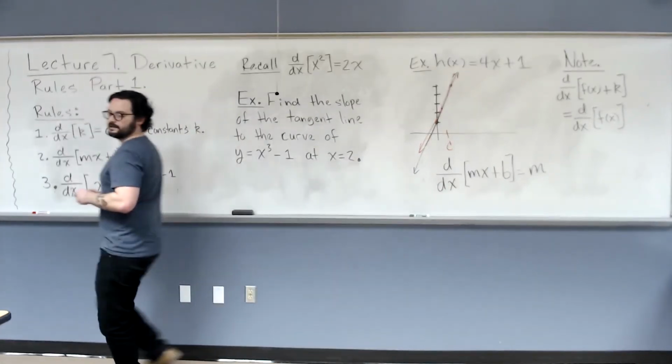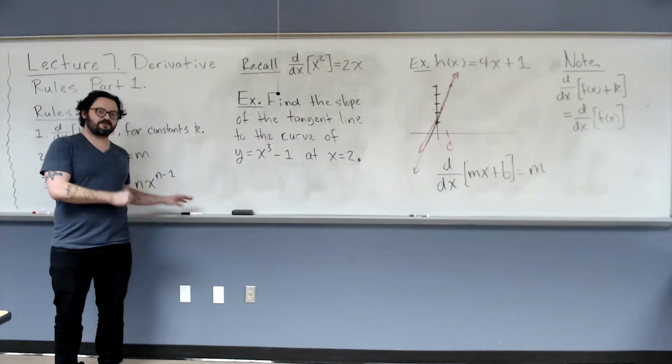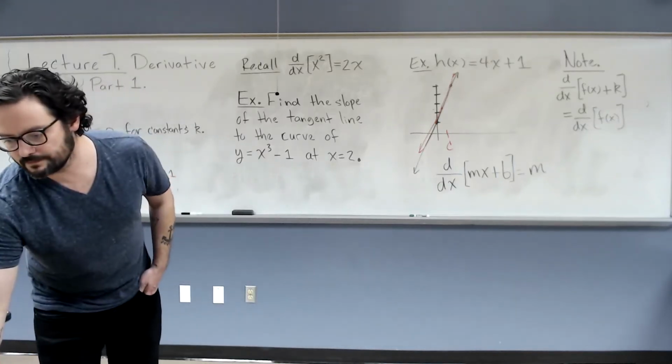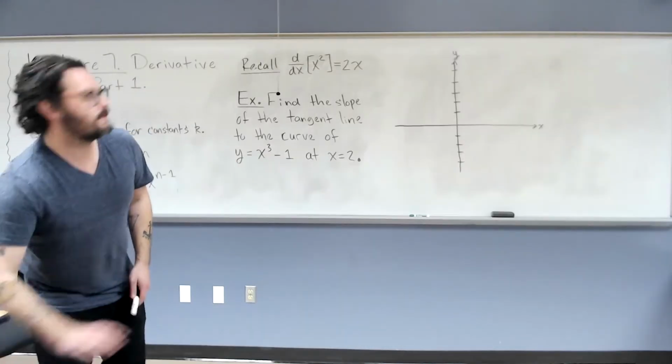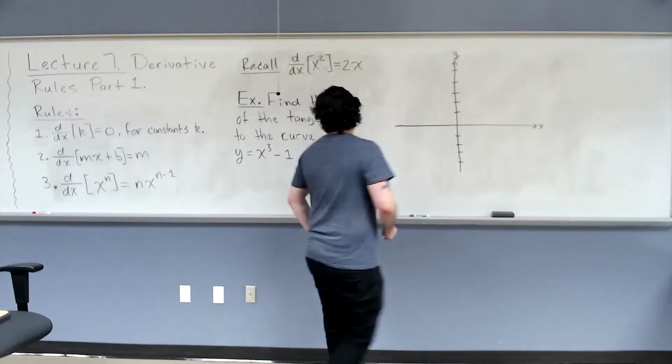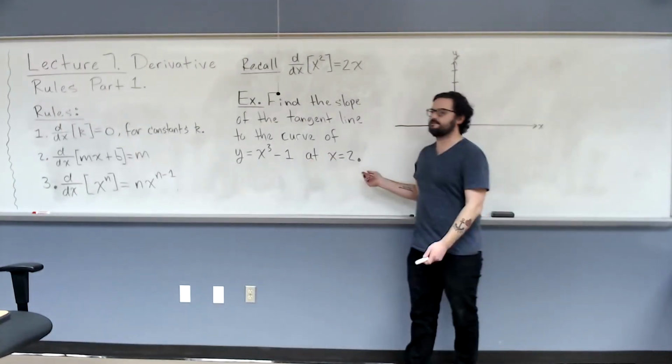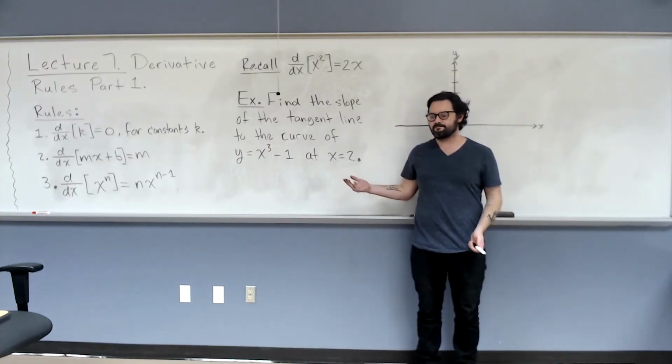Okay. Now I'm going to pause the recording because I want you to try this on your own and think about it. All right, so find the slope of the tangent line to the curve of this function at x equals 2.